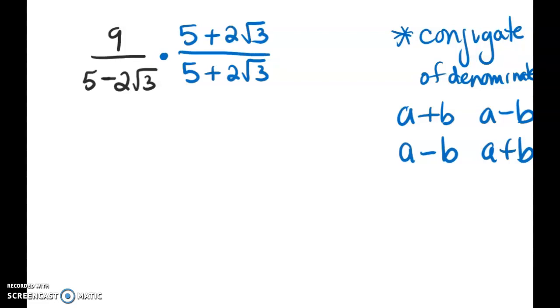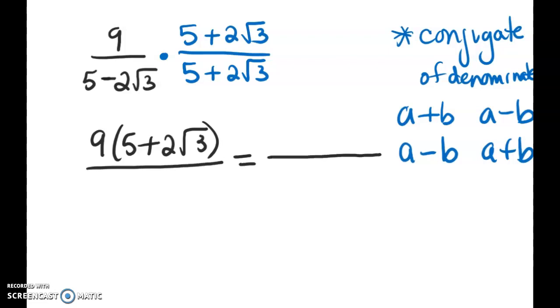So in the numerator, I'm going to have this. So I'm going to just write it out. I'm working in the numerator only so far. And I do this distribution. We talked about distribution in an earlier section. You take the 9 and you multiply it by both items in the parentheses. So we would get 9 times 5, or 45, plus 9 times 2 square root 3, or 18 square roots of 3. So that's what I have up top.